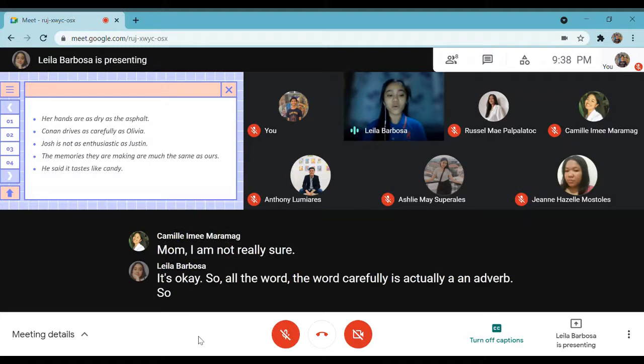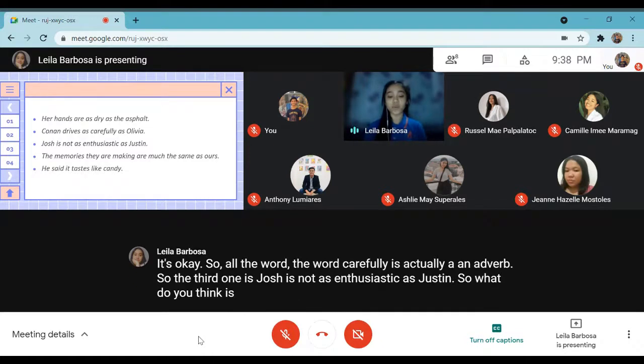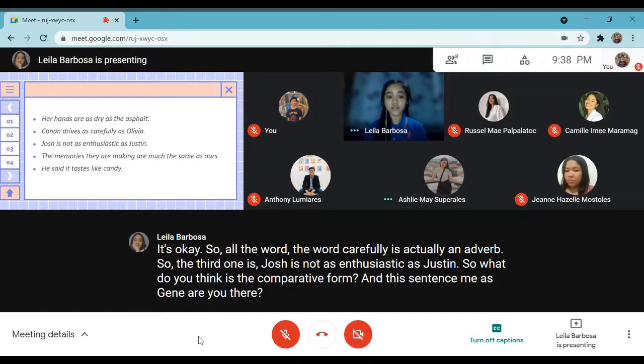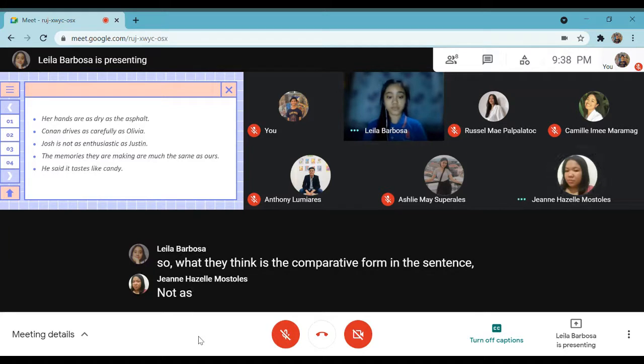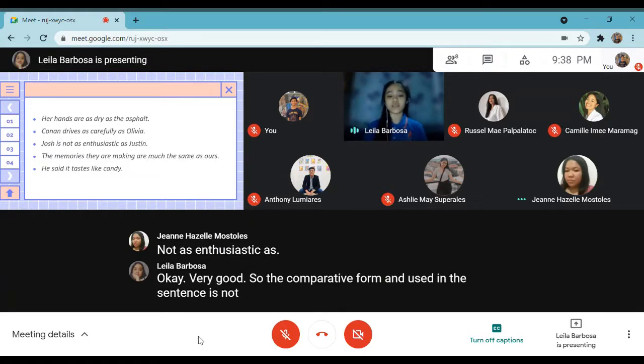The third one is Josh is not as enthusiastic as Justin. What do you think is the comparative form in this sentence? May I ask Jean, are you there? Yes, ma'am. Not as enthusiastic as. Okay, very good. The comparative form used in this sentence is not as enthusiastic as.